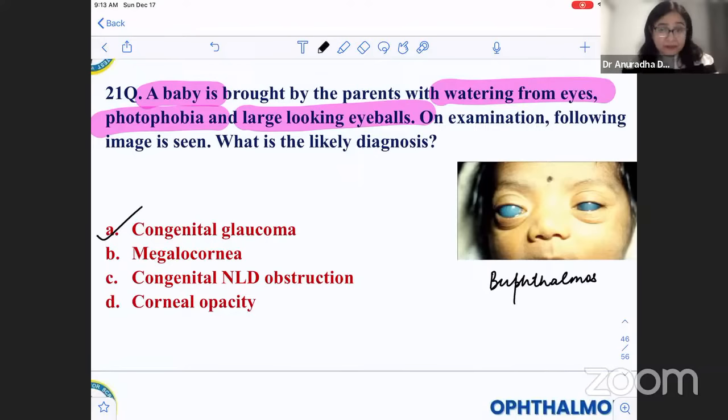The corneal haziness is because of the edema, because of the high eye pressure. So again, the image diagnosis of congenital glaucoma and the triad of the symptoms, you should know it. Very easy question if it comes. Right? Very nice.